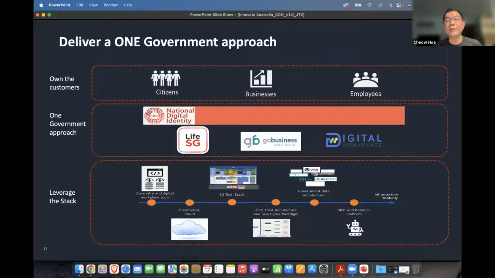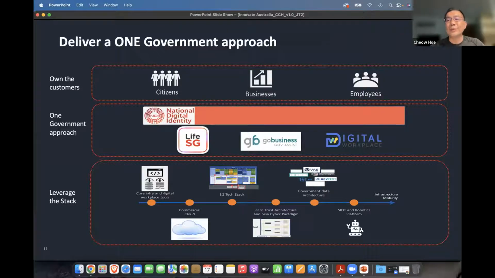And again, all these things leverage on the stack that I talked about just now in the slide before: the infrastructure, the tech stack, the commercial cloud, the trust-based architecture, government data architecture, and the SIoT and robotics platform, right? So this is a very good summary slide to show that in the future, in fact, it's really now in Singapore, government needs to go this direction.